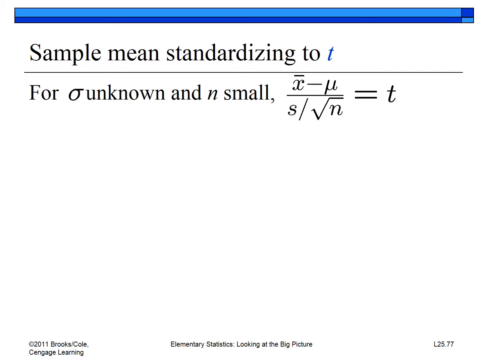If the population standard deviation is unknown and the sample size is small, we'll call this standardized statistic t. Notice what's going on here in the denominator in the computation for t. Instead of sigma, we've got s. That's the sample standard deviation.